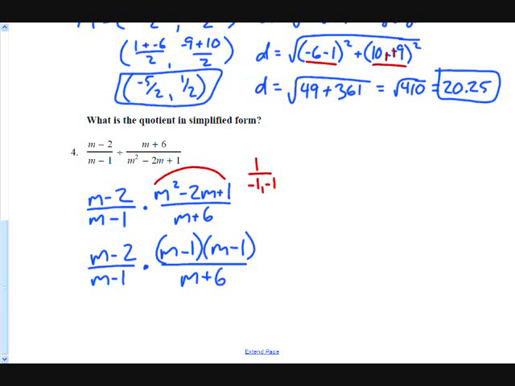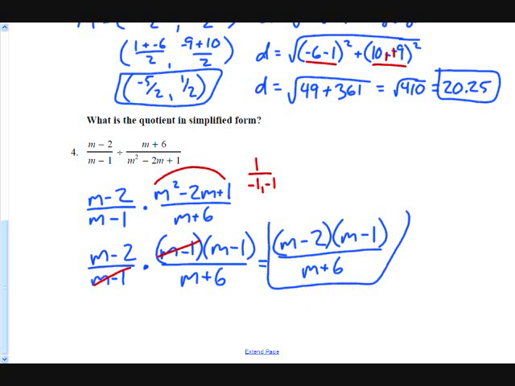And now remember, I can cross-reduce, so anything in the numerator cancels with anything in the denominator. So these m minus 1s cancel out. And now I multiply straight across. So I've got m minus 2 times the m minus 1 in my numerator. In the denominator, the only thing left is the m plus 6. And that's it. We're going to leave it in factored form because that's the easiest way to leave it rather than FOIL all that out. Okay?